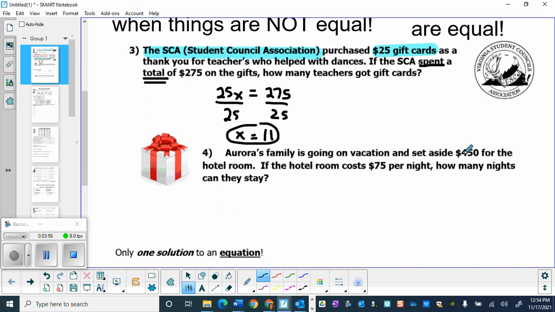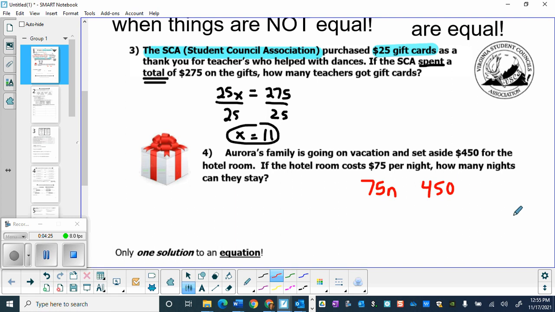Now let's compare this to number 4. Aurora's family is going on vacation and they set aside $450 for the hotel room. If the hotel room costs $75 per night, how many nights can they stay? So if it's $75 per night, I'm just going to go with $75. I'm going to use an N for night. And if they set aside $450, I'm going to put the $450 over here.